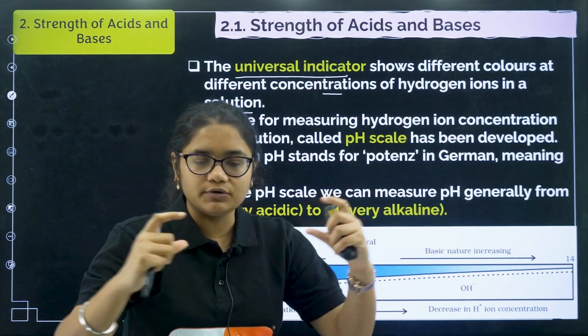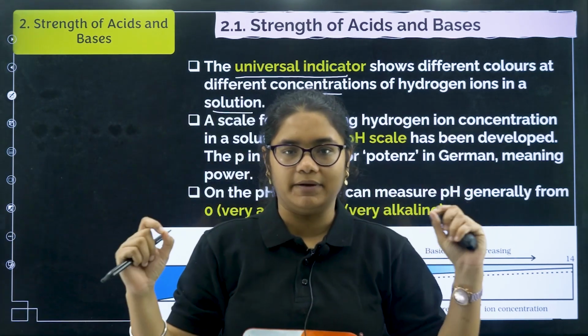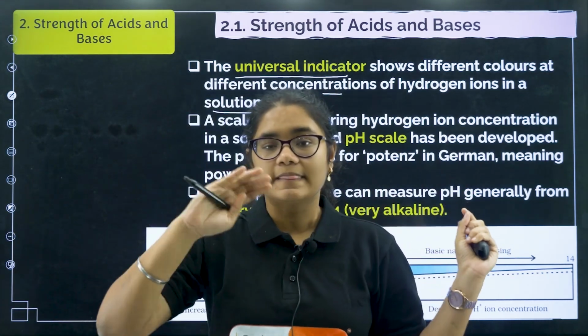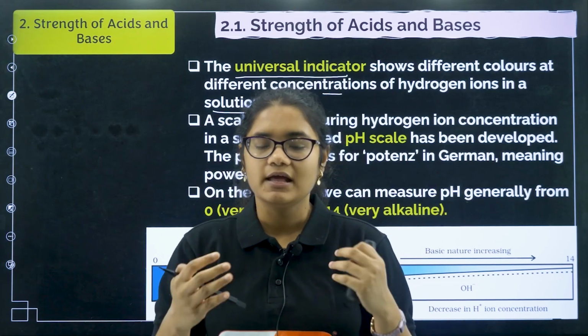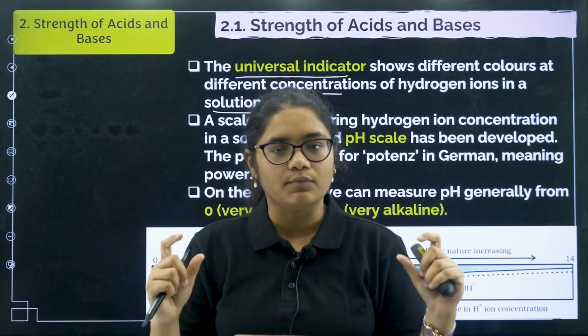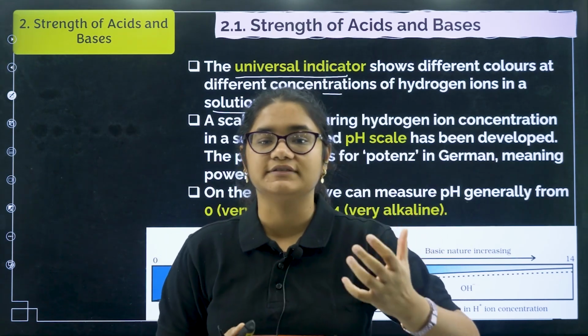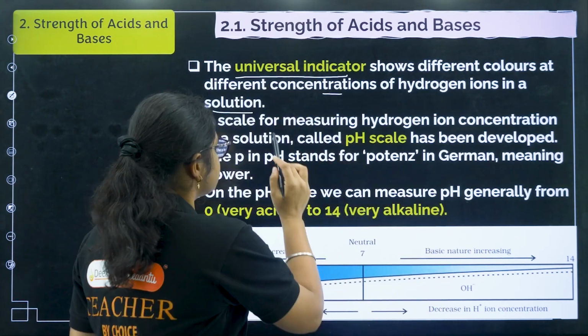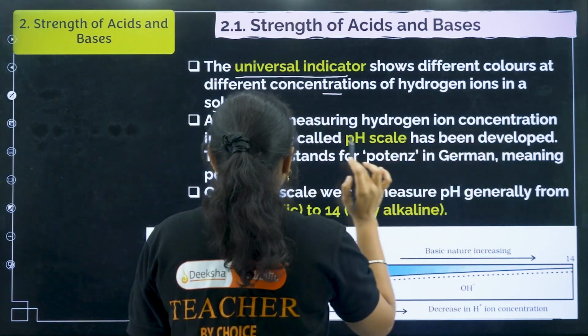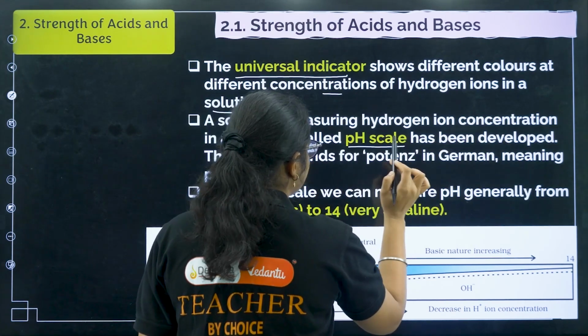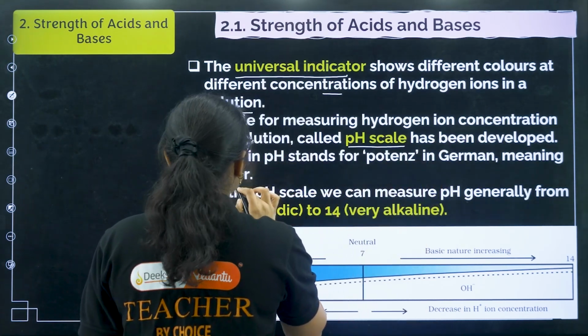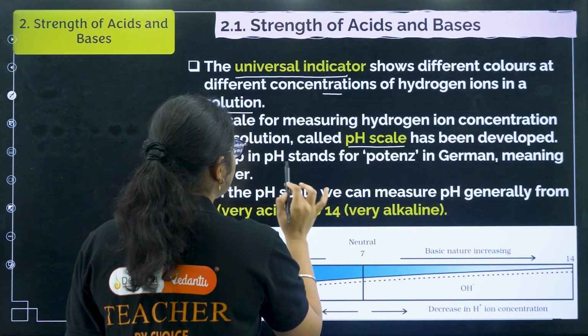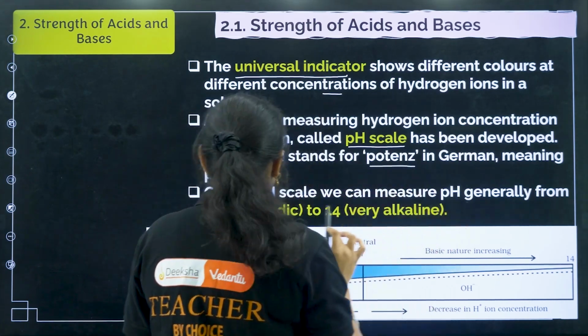There is something called universal indicator or pH paper. I told you that I'll discuss pH paper in detail. So universal indicator is the one which tells you how much concentration of hydrogen ions are present. Now see, a scale for measuring the hydrogen ion concentration in a solution is called the pH scale, and the P in pH stands for potenz in German, meaning power.